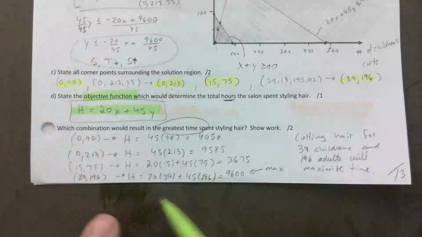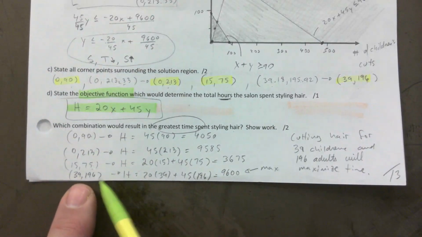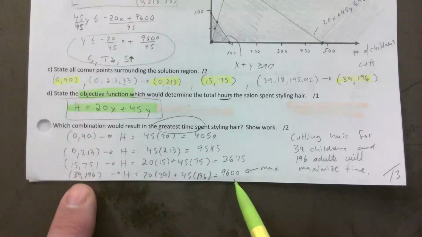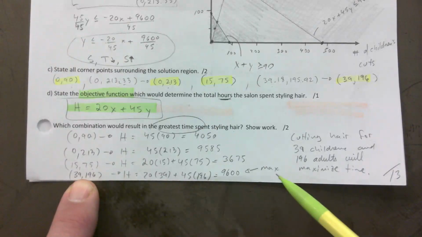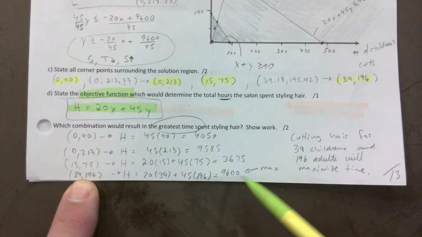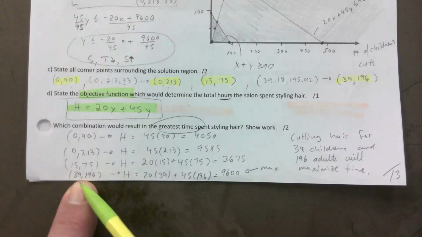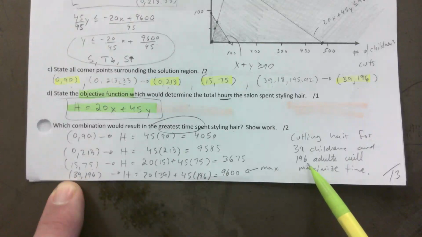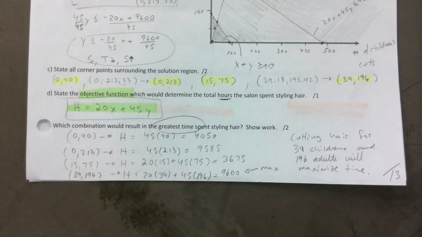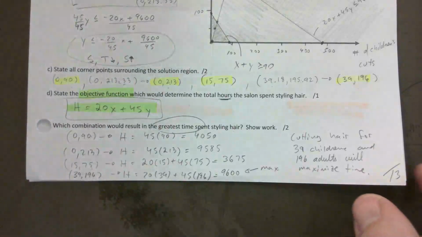And it ends up being the 39,196. I get exactly 9,600 minutes there. So your final answer should be either put an arrow to it and say this is the max. Ideally you say what these numbers represent. Cutting 39 children's haircuts and 196 adult haircuts will maximize the time. Okay.